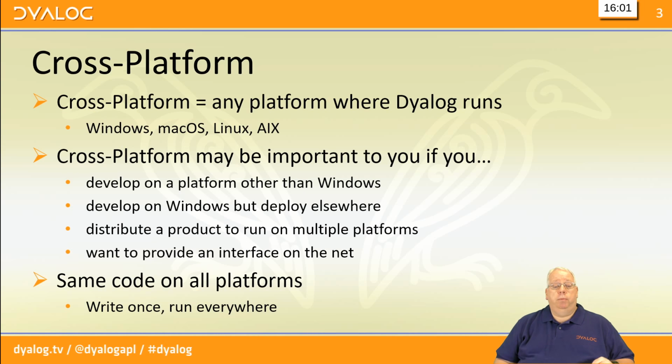So when we talk about cross-platform, we mean any platform where Dyalog APL runs, so that's Windows, Mac OS, Linux, and AIX. Now, cross-platform might be important to you if you develop on platforms other than Windows, or you develop on Windows and deploy on platforms elsewhere. For instance, when I work on the TryAPL site, I develop under Windows, but I deploy it under a Linux virtual machine. If you want to distribute a product that's going to run on multiple platforms, you want to package a desktop product that'll run under Windows, on Mac OS, on Linux desktops, this could be important to you. And also, if you just want to provide an interface that runs across the net, whether it's on a local intranet or across the internet, cross-platform could be important. And the idea is that you'll write the code once and be able to run it anywhere.